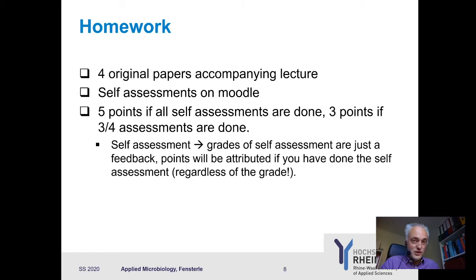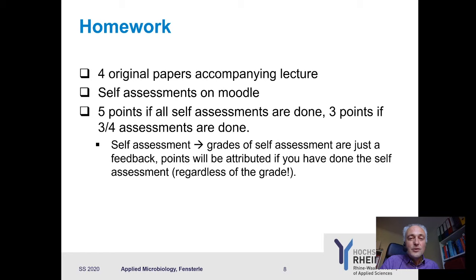I want you to do it. So you profit most if you really do it, if you really take these questions seriously and really try to respond to them and think of them. But you will get these 5 points if you just have done it. So I don't care whether you have responded to everything correctly in a self-assessment. You could get, for example, 10 points for the self-assessment. Whether you have 0 points or 10 points, I don't care. I just want you to do it. That's the important thing, because this is how you learn it.